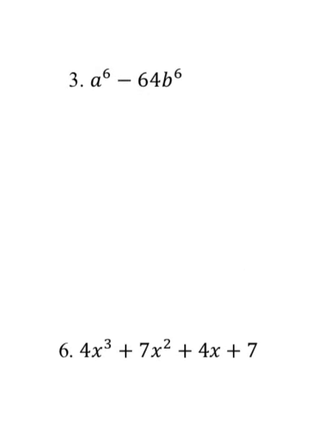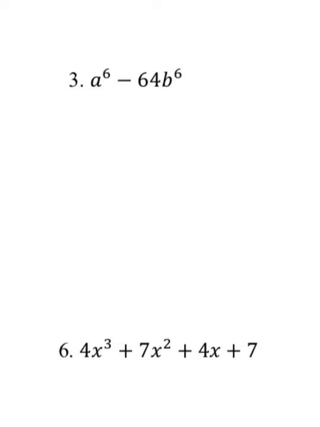Number 3, a to the 6th minus 64 b to the 6th. There is not a GCF here. Even though the exponents are both 6's, that does not matter because your terms are different, your variables are different. One's an a, one's a b. You can't pull out anything.